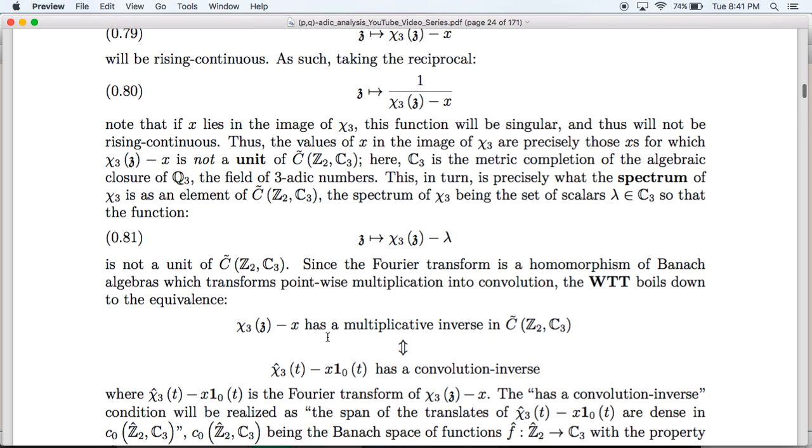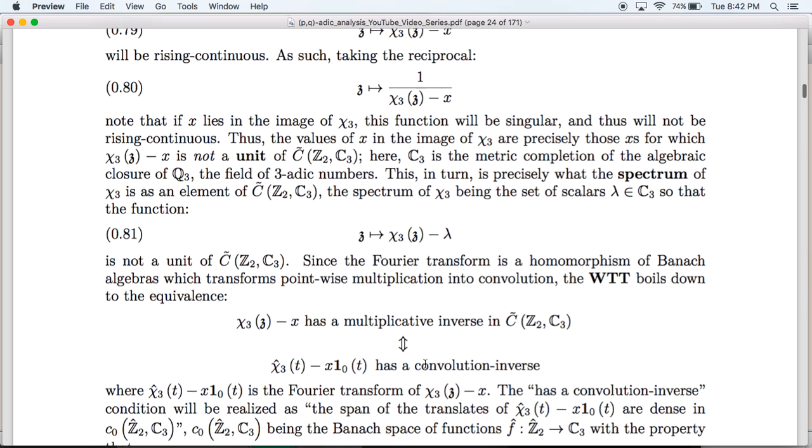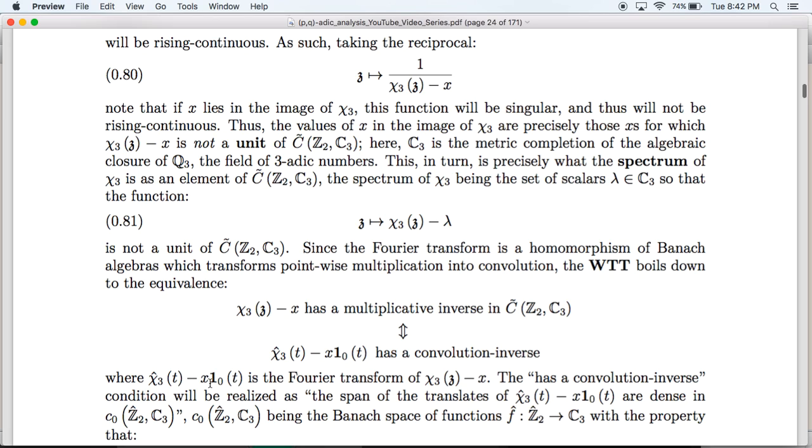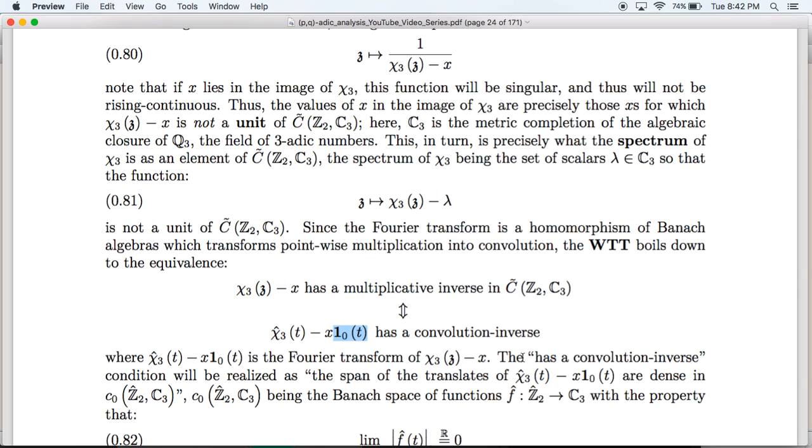Chi3 of z minus x has a multiplicative inverse in C twiddle if chi3 hat of t minus x times the indicator function of 0 of t has a convolution inverse, meaning that we can convolve something with this to get this function here, which is the indicator function of 0. It is the identity element of the convolution algebra we get by applying the Fourier transform to this algebra. In particular, the statement has a convolution inverse will be realized as the span of translates of chi3 hat of t minus x times 1, 0 of t being dense in C0 of z2 hat C3.